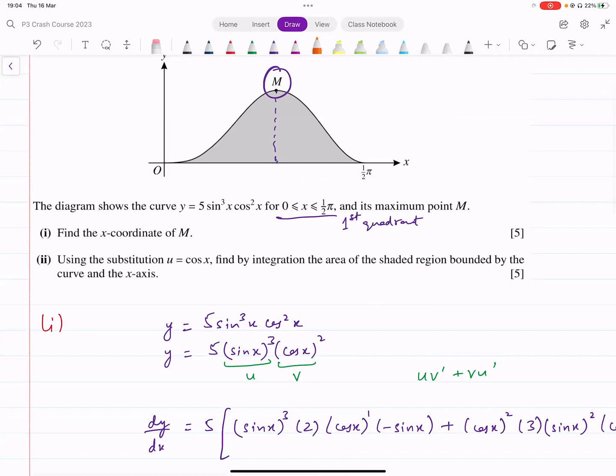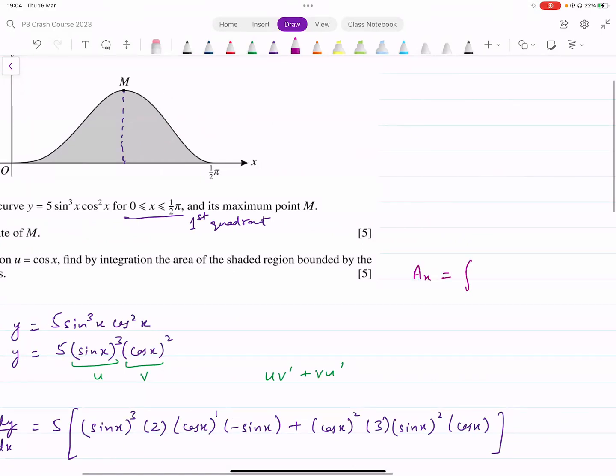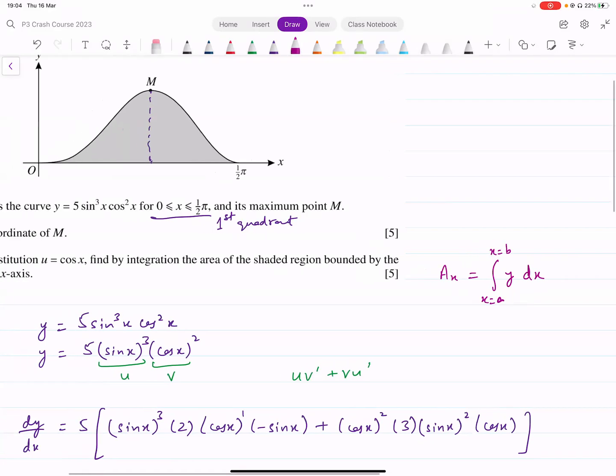Okay, now let's look at the second part. In the second part, it says using the substitution u equals cos of x, find by integration the area of the shaded region bounded by the curve and the x-axis. Now remember the formula from paper 1. You have to memorize this formula. It's not given in the formula sheet. Area between a curve and the x-axis, it looks like this. Integral of y with respect to x, and you have limits of x here. Okay, so x equals a to x equals b. That's the area formula that you have. Integral of y with respect to x.